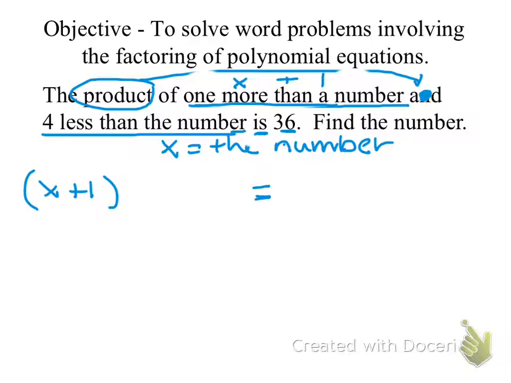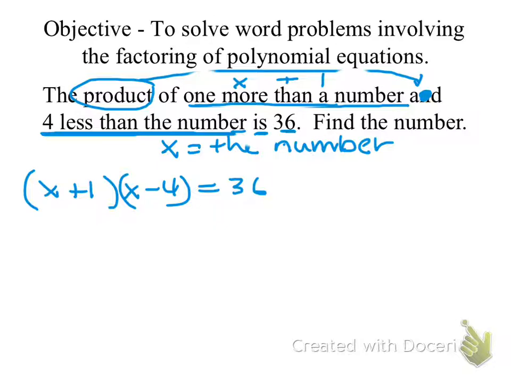Now, it says times 4 less than the number. How do I show that? 4 less than the number right here. Evan? Good. And then I have is my equal sign. And then I set it equal to what? Josh? 36. Perfect. So now we've got our equation. We've defined our unknown. What would be the next step? So first we translate.